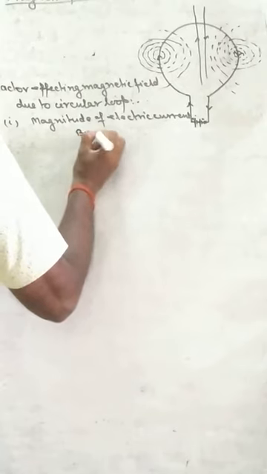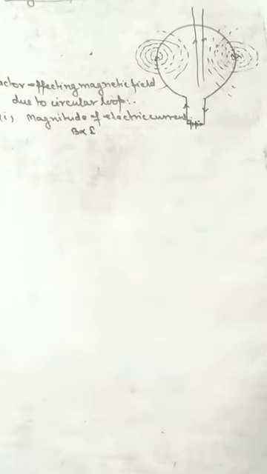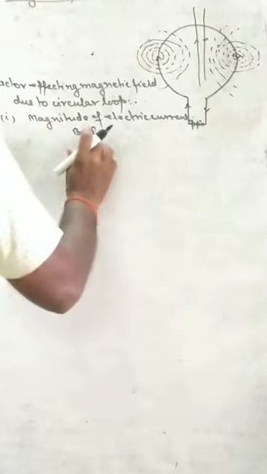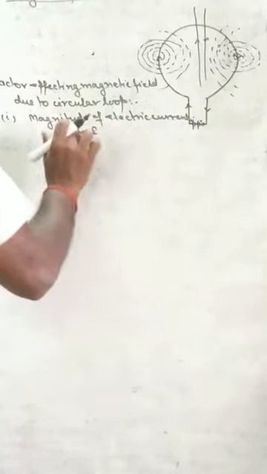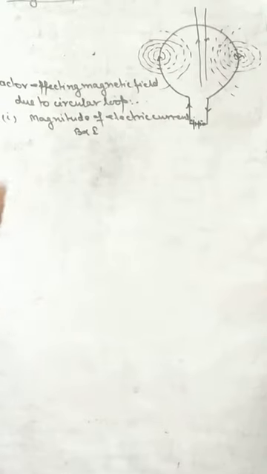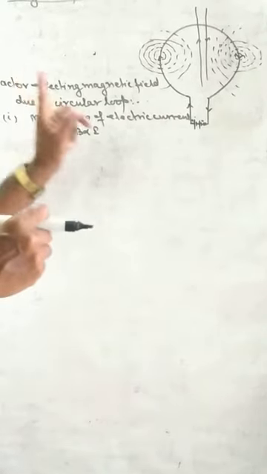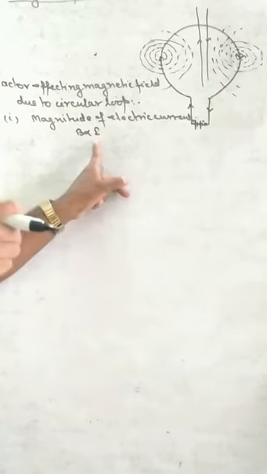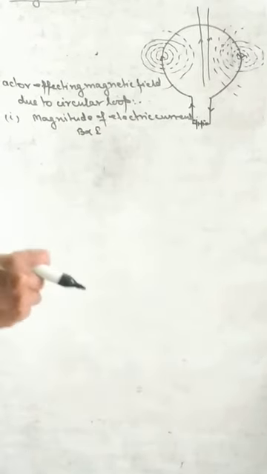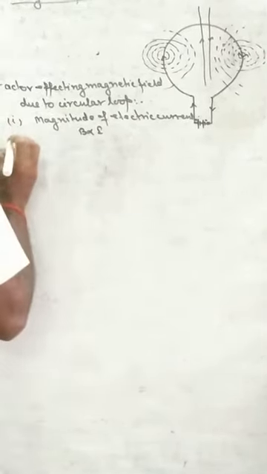It is directly proportional: B is proportional to I. The more electric current passes through it, the more magnetic field is produced. Magnetic field due to a circular loop is directly proportional to the magnitude of electric current in the circular loop.